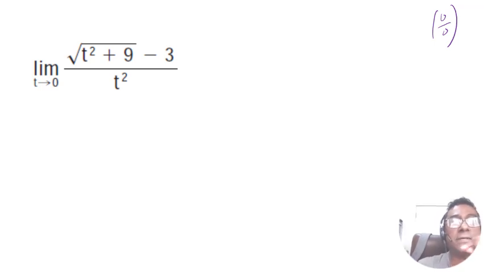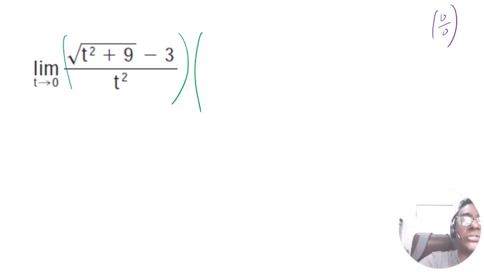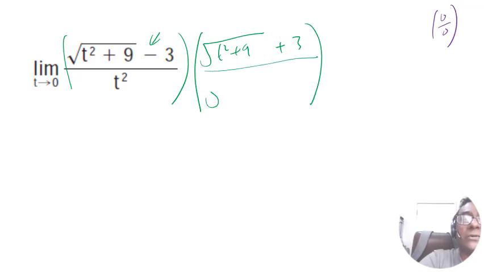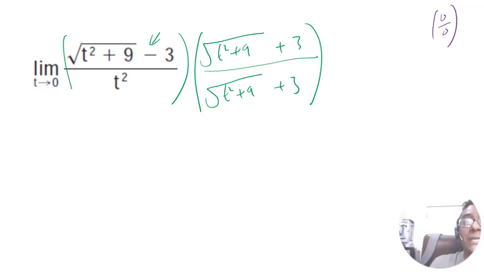And the fact that you've got that root there tells me, let's multiply top and bottom by the additive conjugate. So we're going to go root of t squared plus 9. There's a minus 3 over there, so we'd make that a plus 3, top and bottom, by the way. So we are rationalizing, isn't it? Plus 3 like that. And what do we end up with?